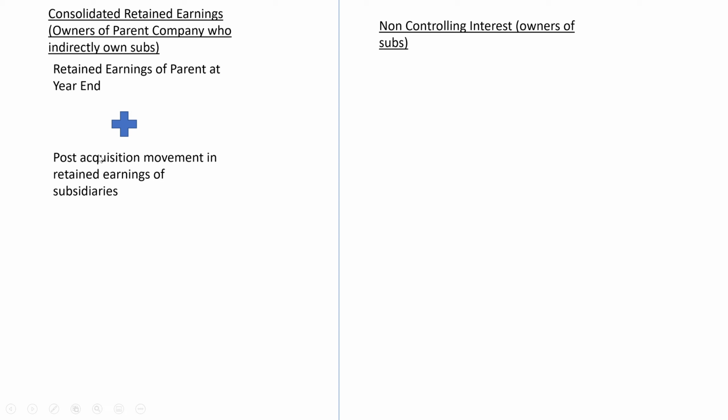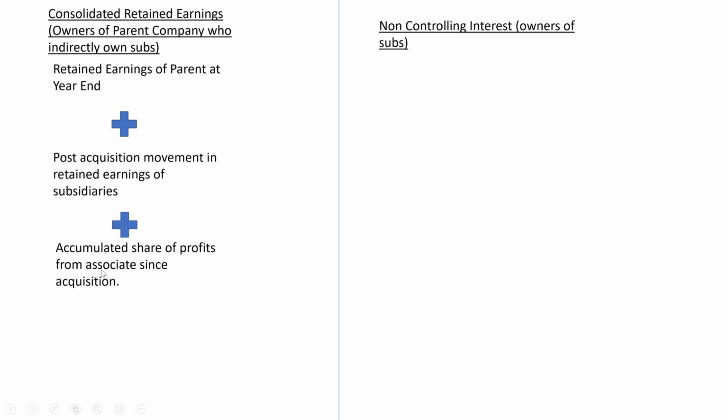Now, this retained earnings figure could be replaced with equity, but the movements are generally going to occur in retained earnings. The reason why we only consider post-acquisition is because that's when the subsidiaries were part of the group. We don't care about what happened before they were part of the group. And when they were part of the group, the parent company had control over them. We also add in accumulated share of profits from the associate since the acquisition. For an associate, you're entitled to only a share of the profits, whereas for subsidiaries, you're entitled to 100% of the profits.